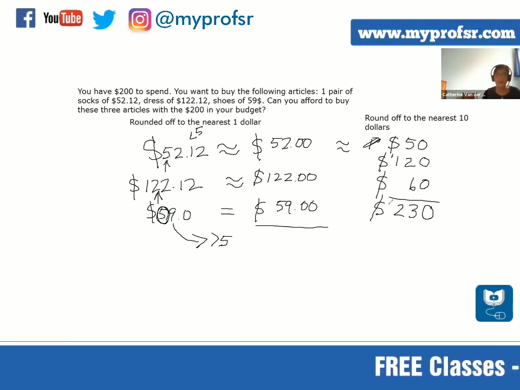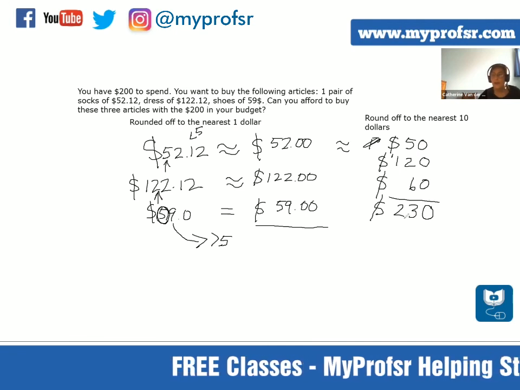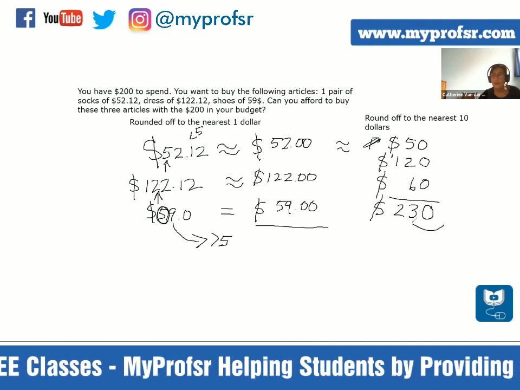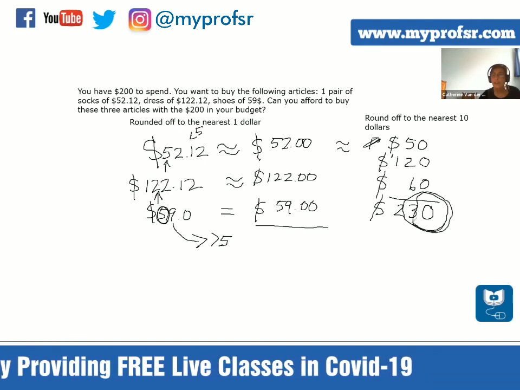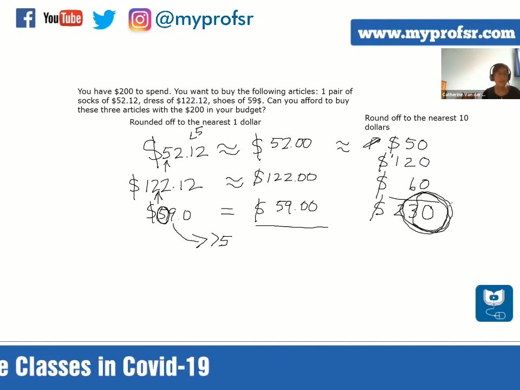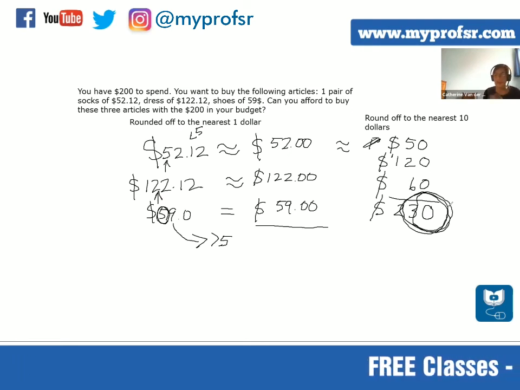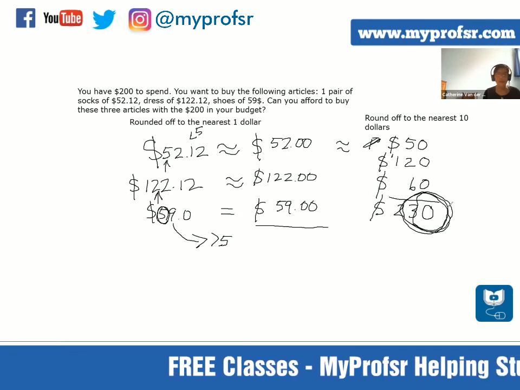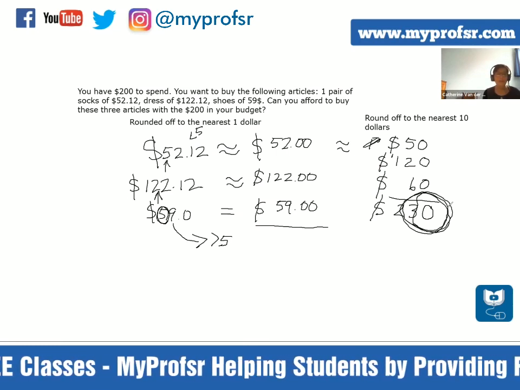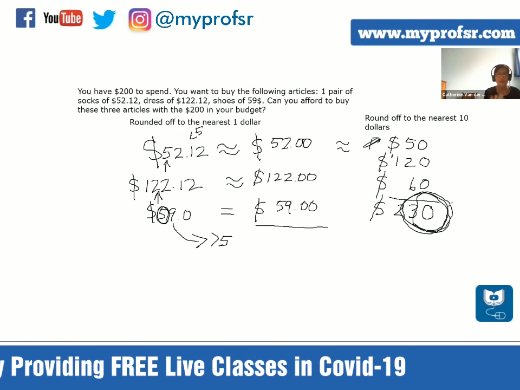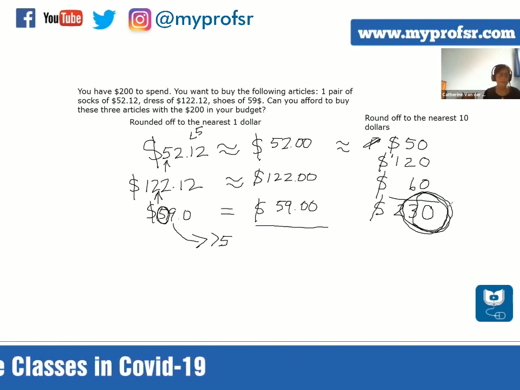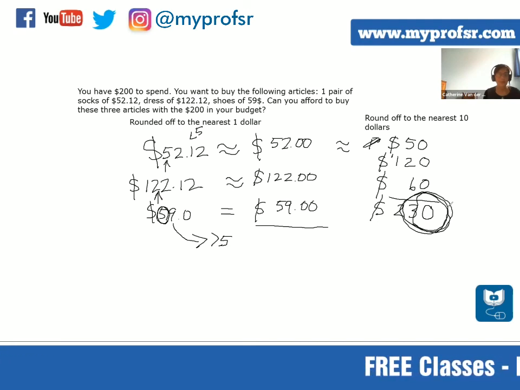Okay, so this, as you can see, I am $30 over budget. I am approximately $30 over budget. One of you suggested that I put one article back. Can any one of you tell me which article I should put back? Should I put the socks back? Should I put the dress back? Should I put the shoes back? Which one? Any answer?